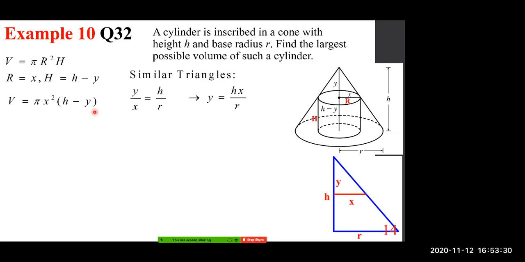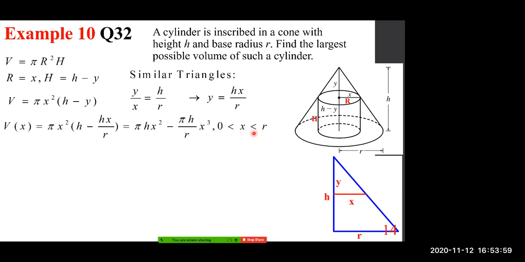Okay, so let's replace it. V of x is pi x squared h minus, replace the y, pi x squared times h over r x, minus pi h over r x cubed. I hope you see that we are just distributing pi x squared. And x can only be between 0 and r.